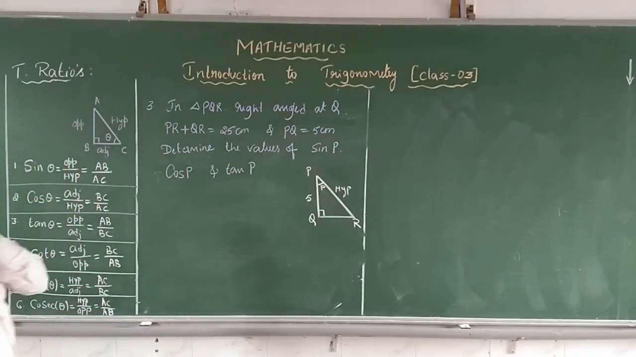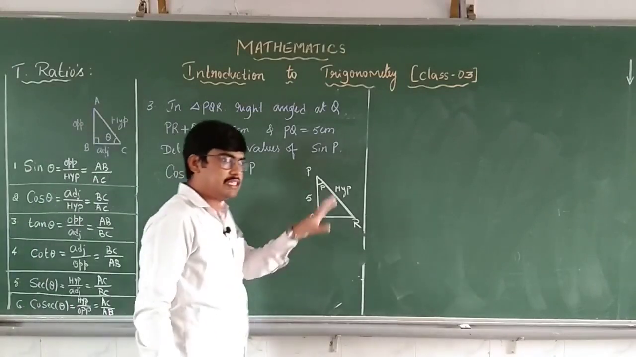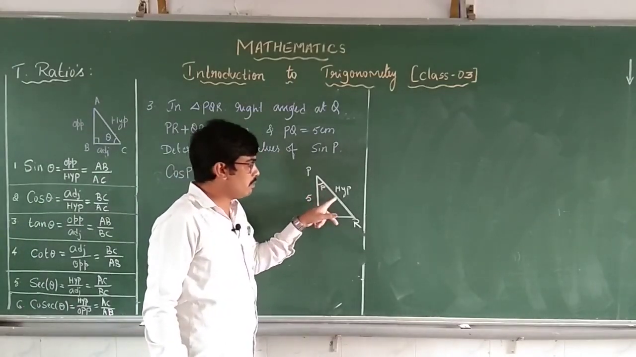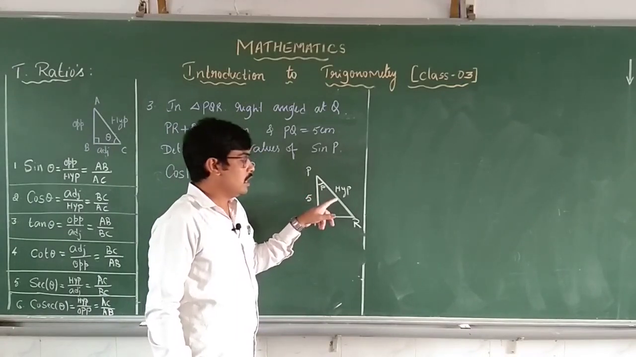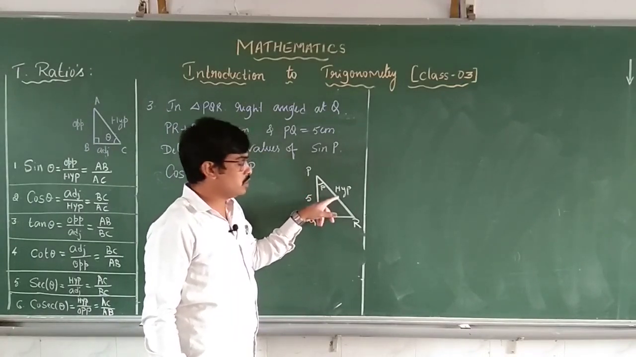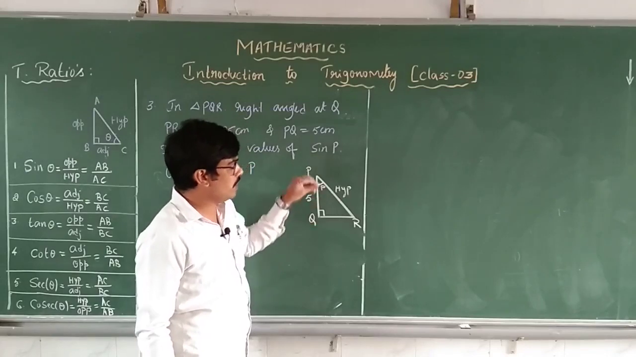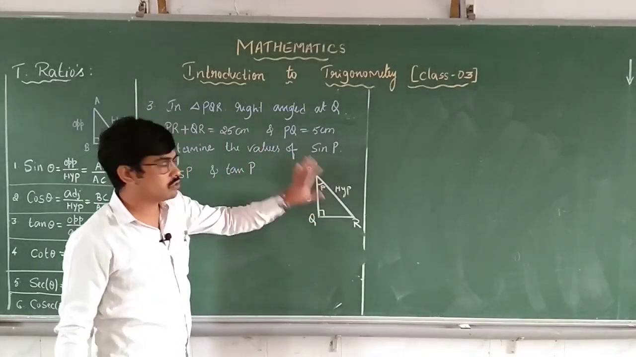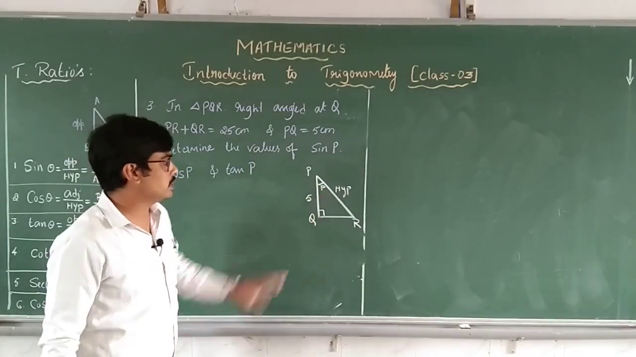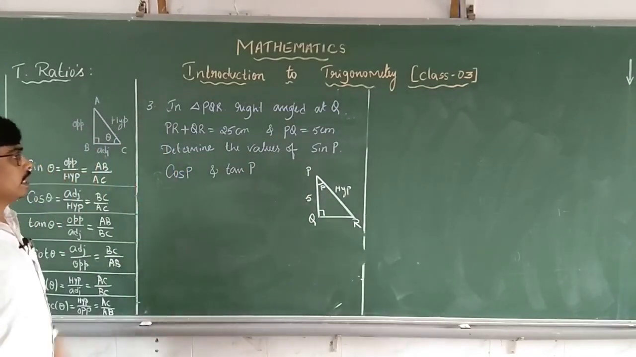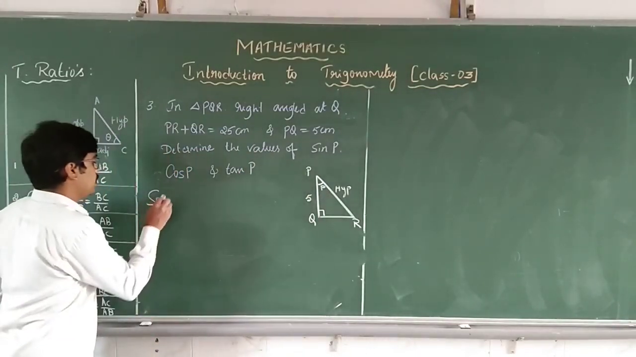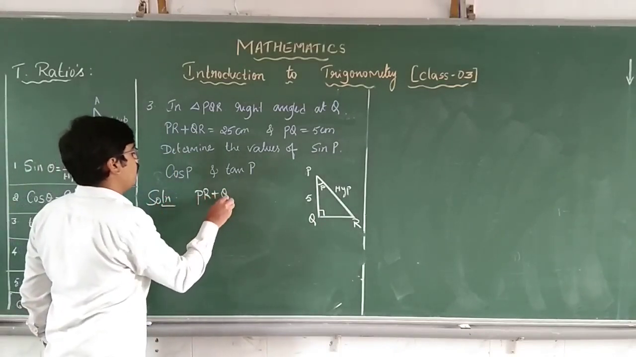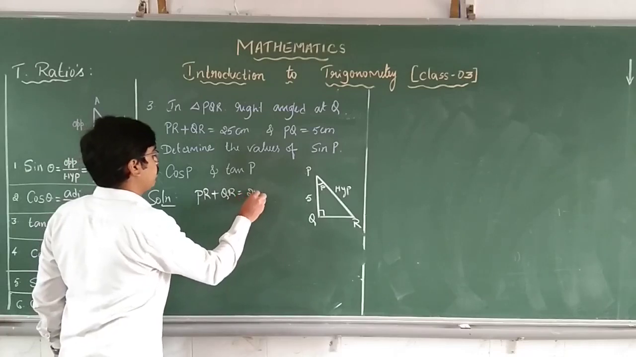For that we need to find the lengths of the three sides of the triangle, but here we know the length of only PQ, but the sum of these two is given. By using that we need to find the different lengths for PR and QR, because these two can't be equal. So this is the longest side. First let me start with the given equation. Given PR plus QR is equal to 25.